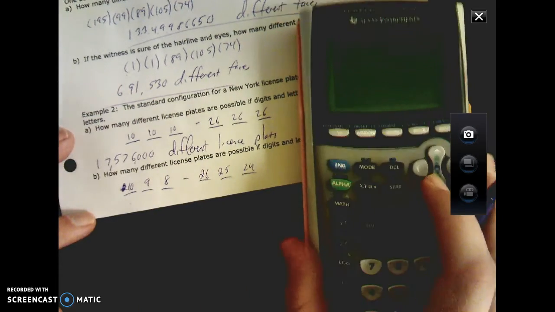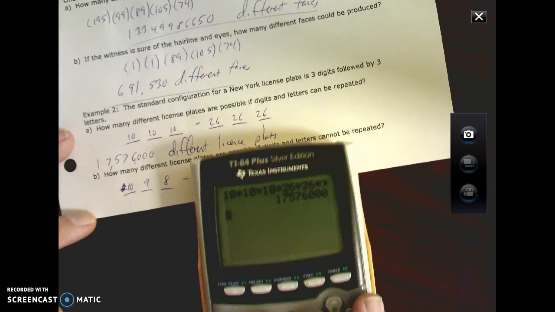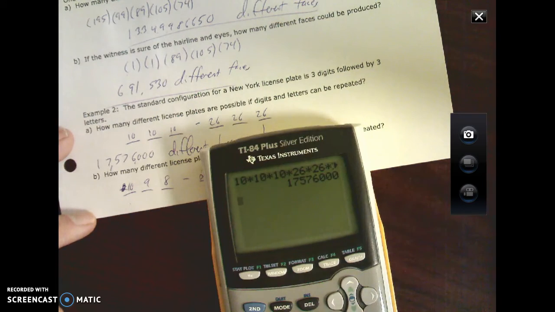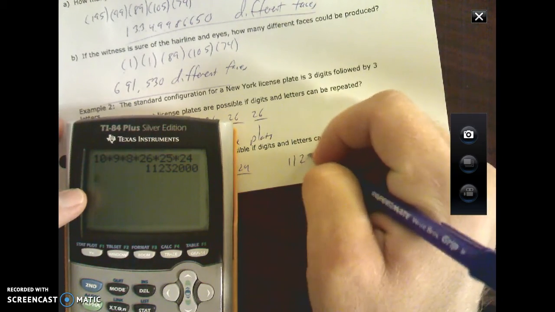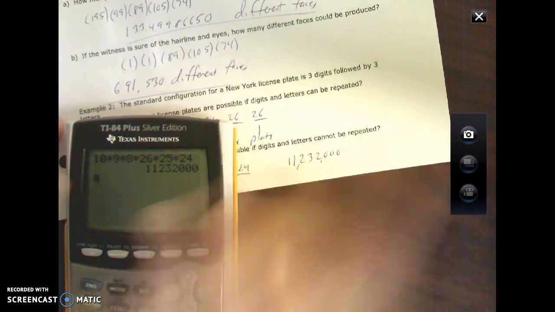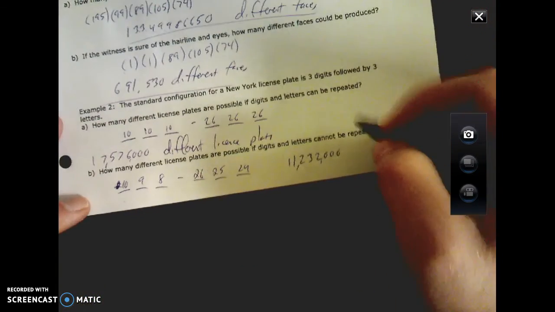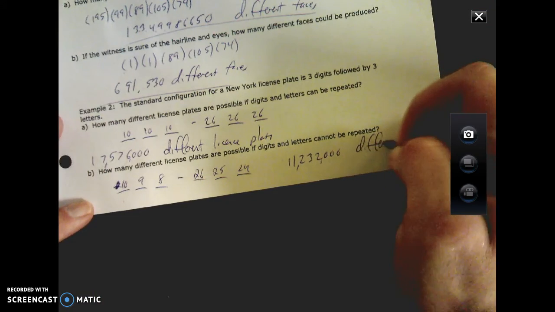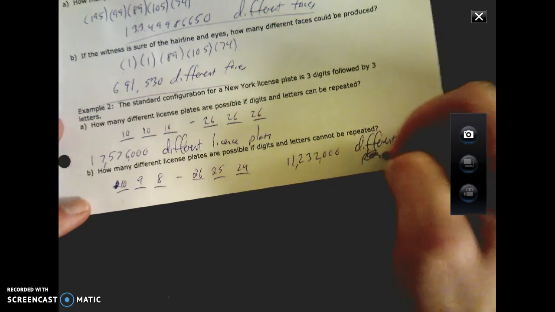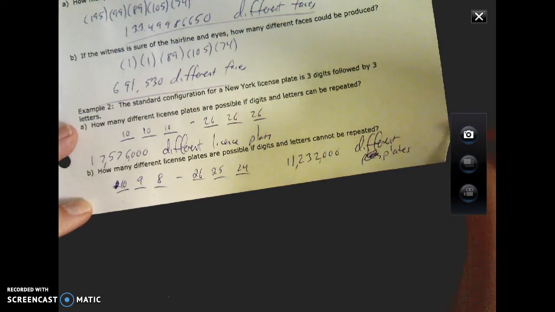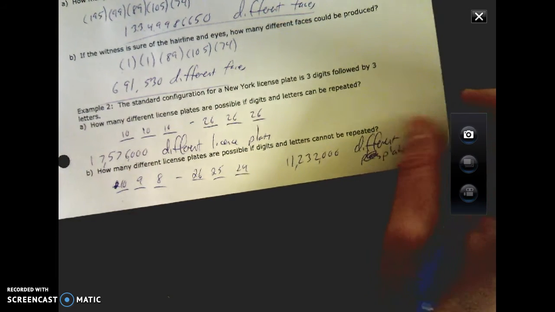Let's see if I can get this to work again. And it is really off today. Okay, so I'm doing 10 times 9 times 8 times 26 times 25 times 24. So that gives me 11 million, 232,000 different plates. Which makes sense that it would be smaller. Okay. Yes, I know my handwriting is terrible. Alrighty. Cool. Take a look at our back.